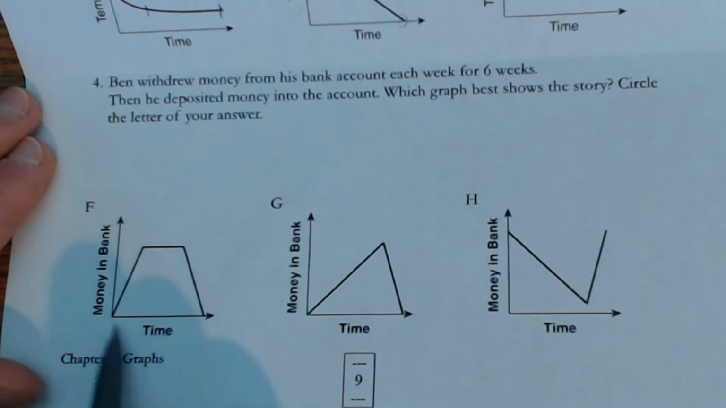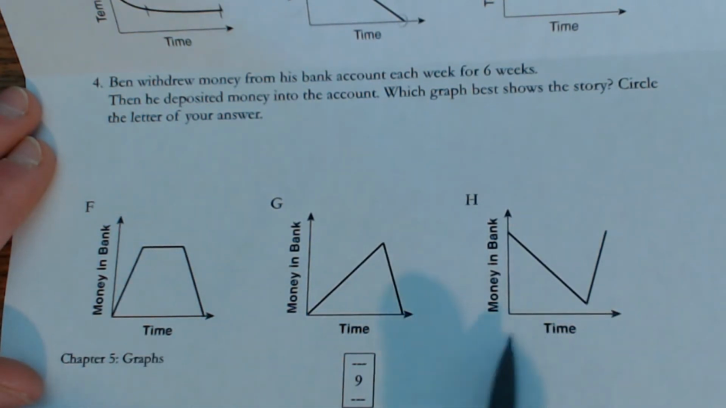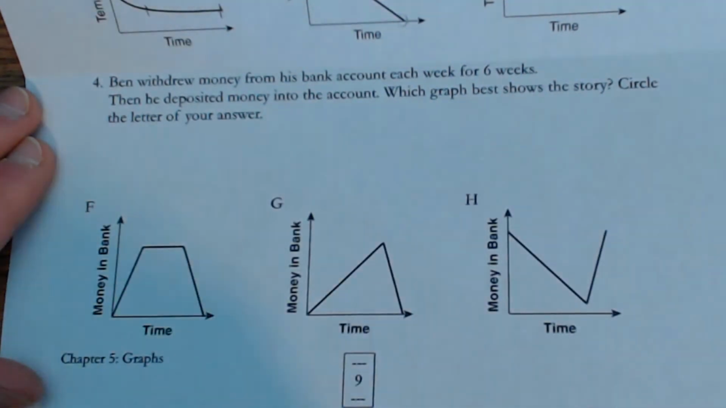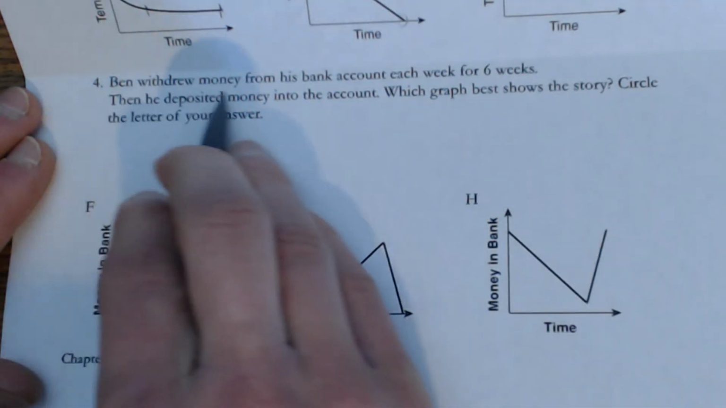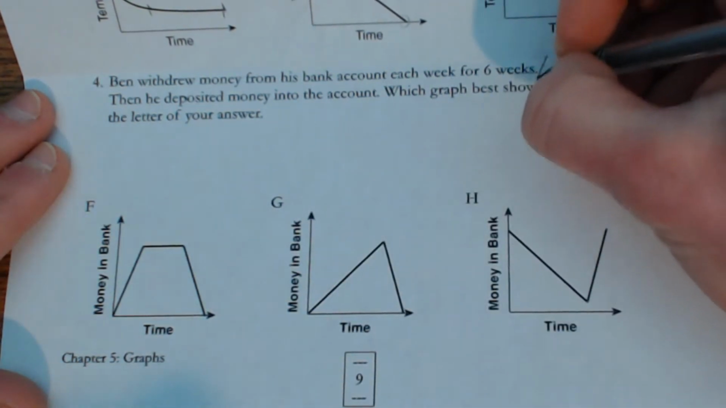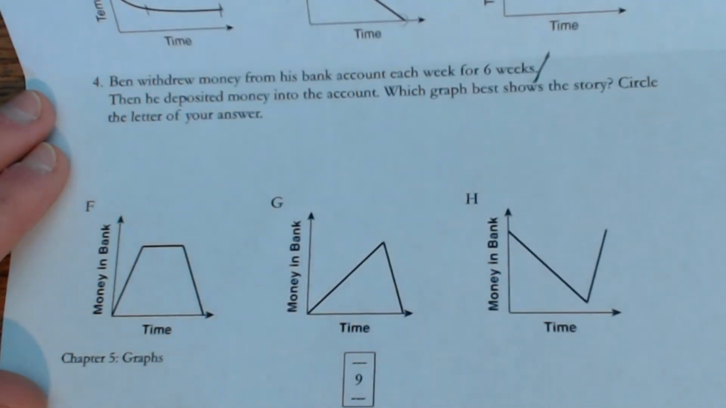So in all 3 of them, we have time as the x-axis, and then money in the bank for the y-axis. All right, so I'm going to read through again. Ben withdrew money from his bank account each week for 6 weeks. So I like to go ahead and put like a little slash showing me where there might be a change, right?